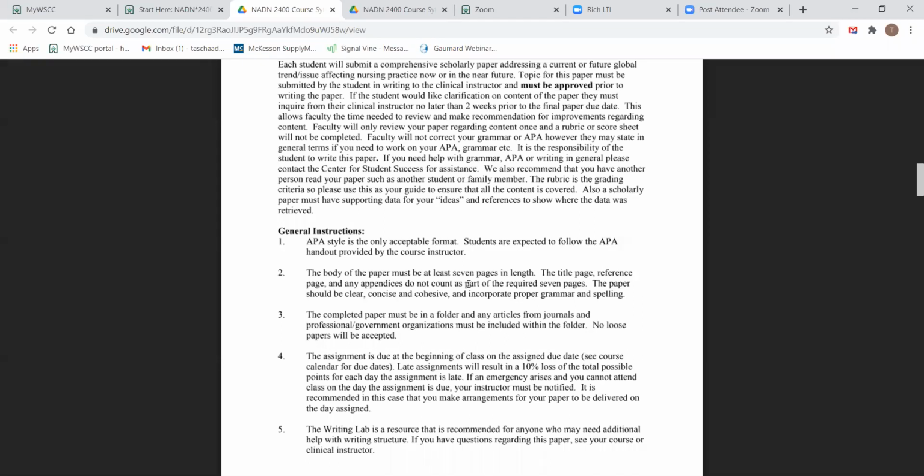That rubric is your grading criteria, so you need to make sure that it is sitting right beside you when you're writing that paper. Also remember that scholarly papers must have supporting data. So you need to support your ideas using references, making sure that those references show where that data was retrieved.